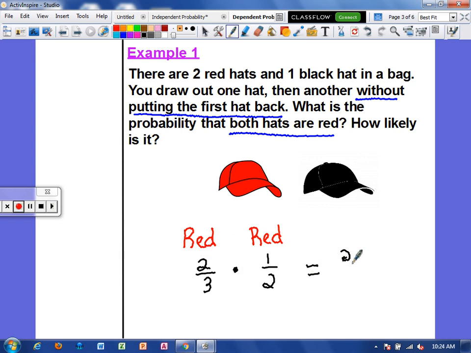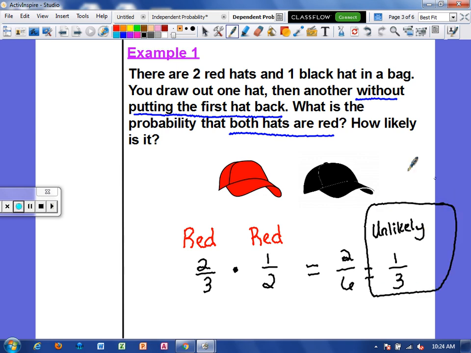Multiply numerators and multiply denominators. So we get 2/6, and that can be reduced to 1/3. Now, since this is less than half, it is unlikely that we would be able to draw 2 red hats in a row.